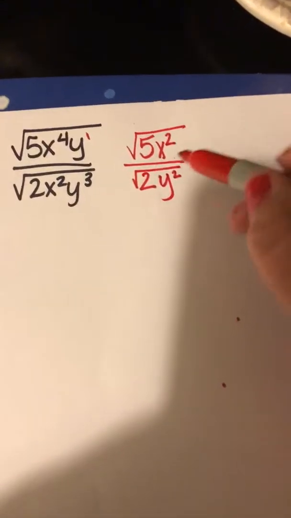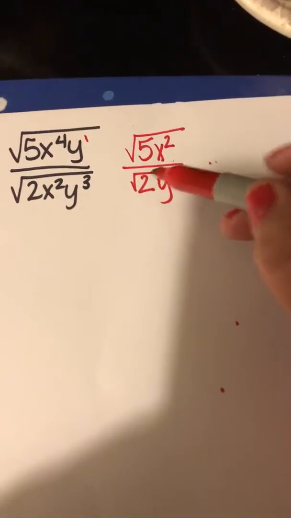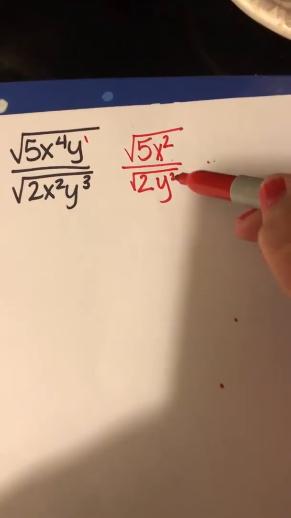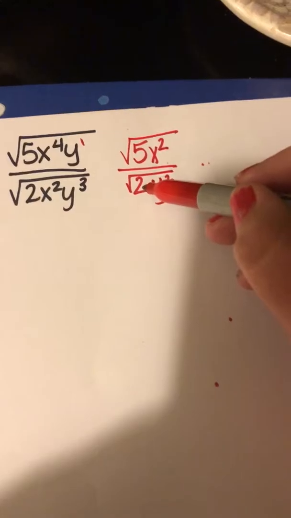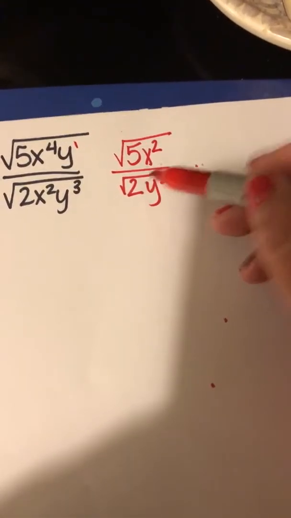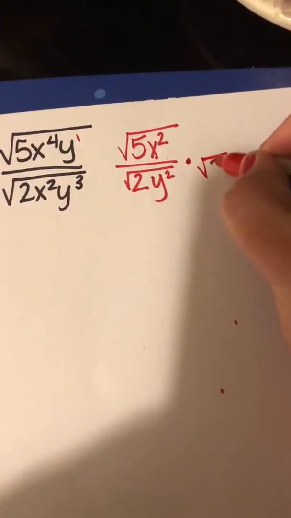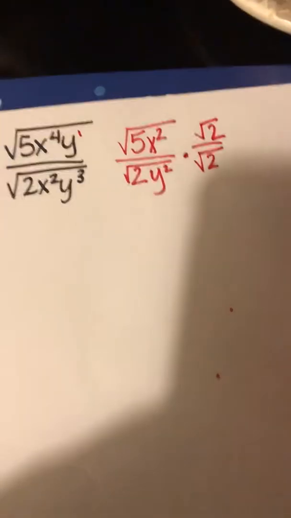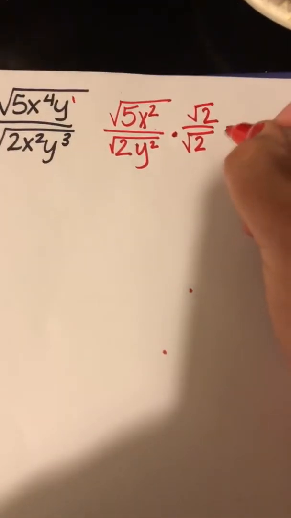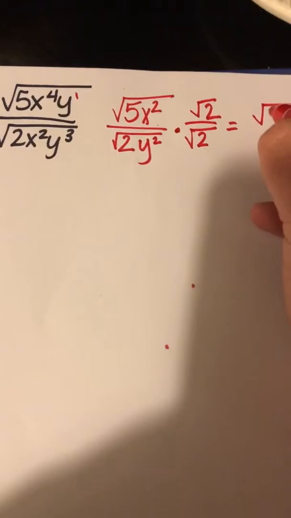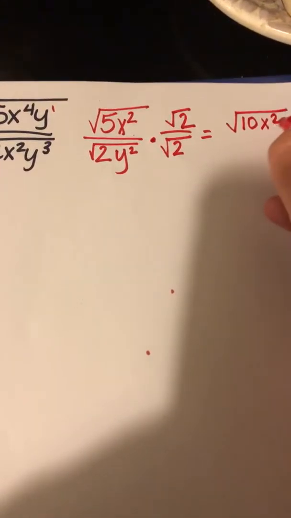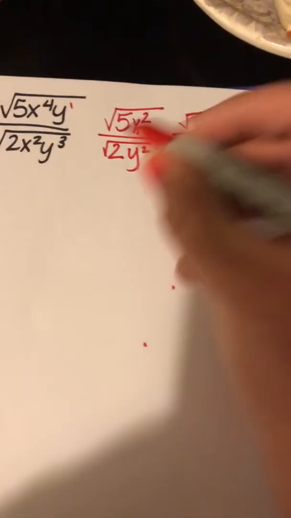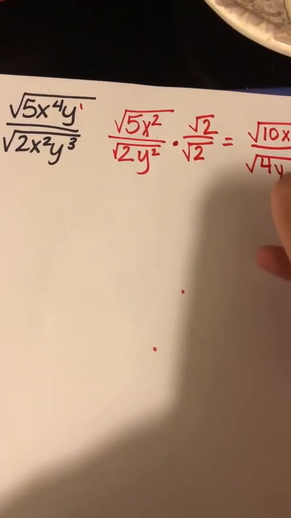All right, now I have to rationalize this denominator. I need to make this a perfect square. Luckily, the y is already a perfect square, so I don't have to change the y. But the 2 needs to become a perfect square, which would be 4. So I'm going to multiply by the square root of 2. So on the top, that'll be the square root of 5 times 2, so that's 10. And then x squared. On the bottom, 2 times 2, that's 4. And then I have y squared.